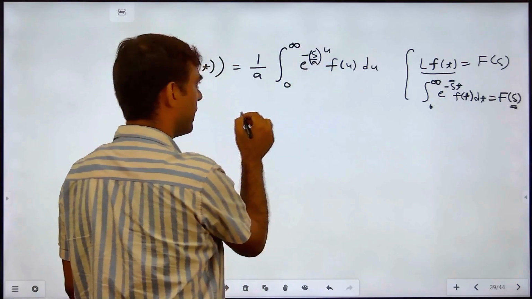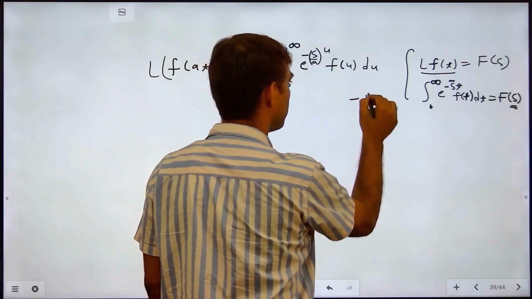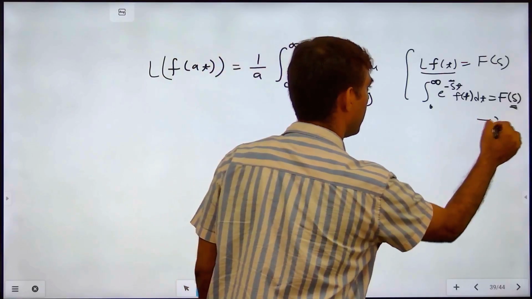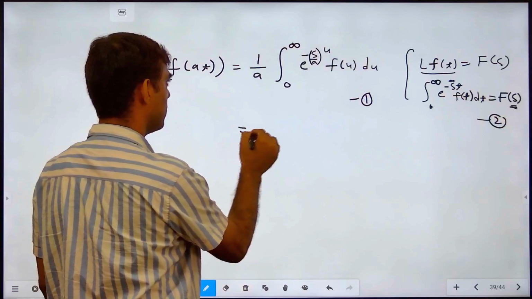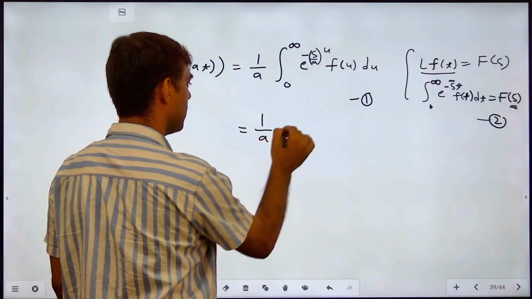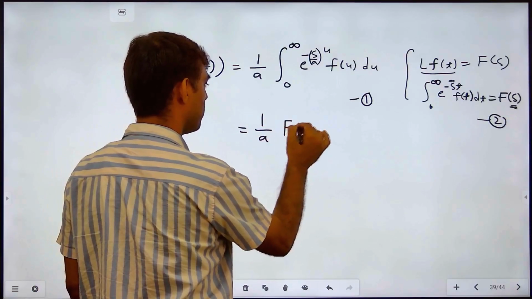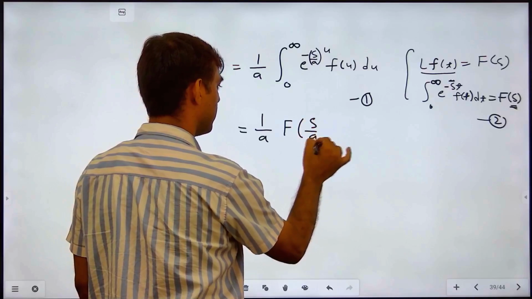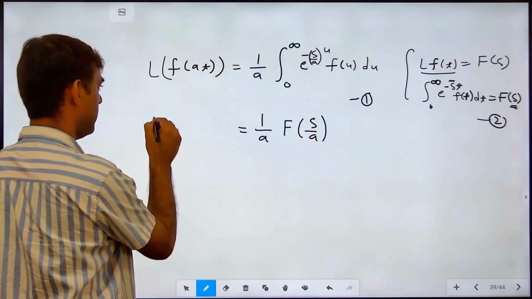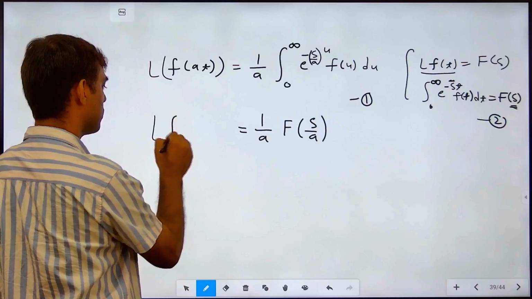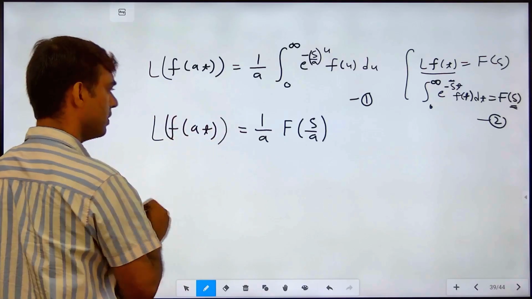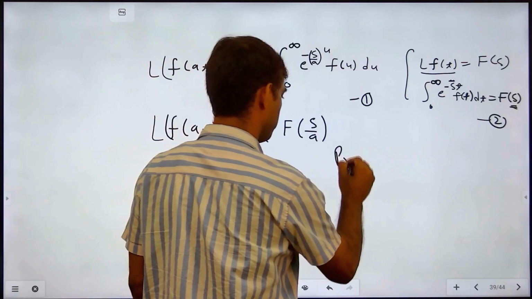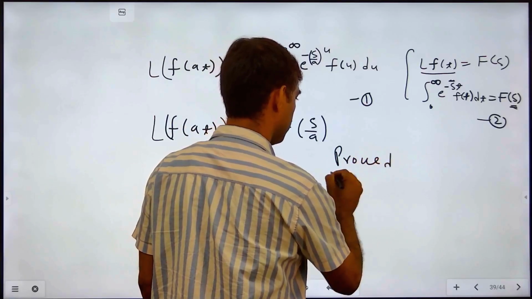So by comparing the first and second, which one is given, we are able to find 1/a F(s/a). So this is the Laplace transform of f(at). This is the proof.